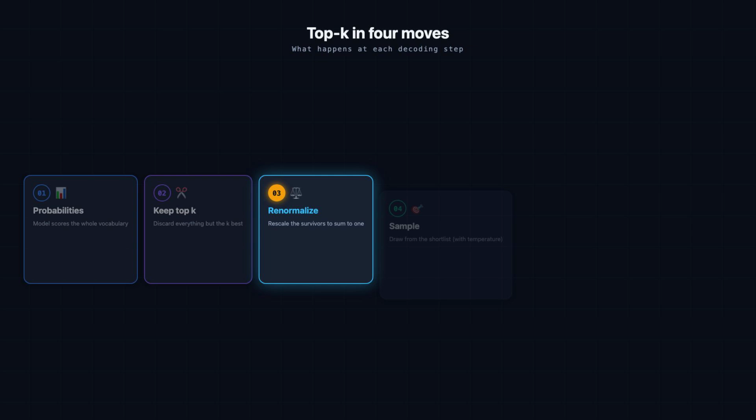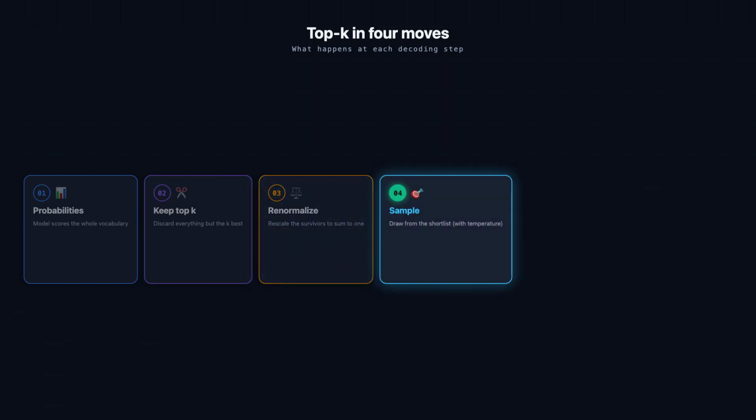Next, you renormalize. Those surviving 40 tokens no longer sum to 1 on their own, since you just threw away all the probability that lived in the tail. So you rescale them to be a proper probability distribution again, just among the short list, so the draw is well defined. Finally, you sample from that short list. You still get genuine randomness and creativity, but it's confined to plausible choices. Temperature often rides alongside this step, sharpening or flattening the odds before the draw.